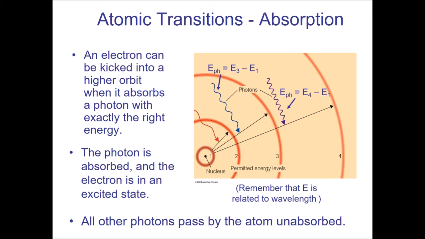When the right kind of photon passes by the electron, it can be absorbed by the electron in the form of energy, and then it can kick to a higher level if it has the right energy to do that. And that's how you move electrons to these levels. They absorb photons, but not any kind of photon, certain photons.